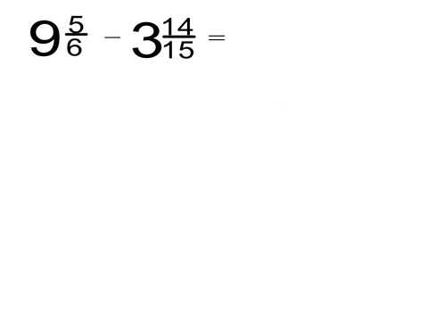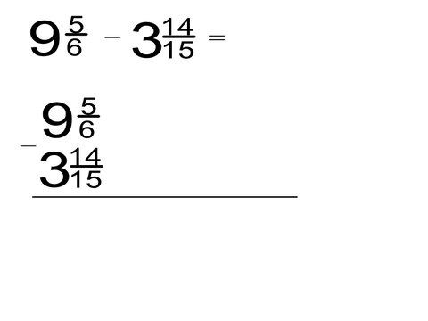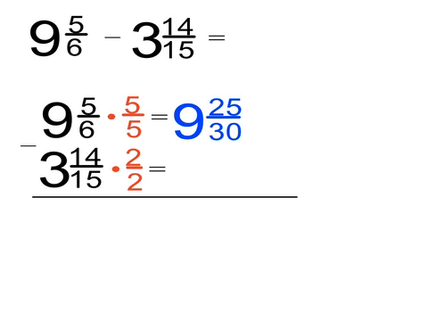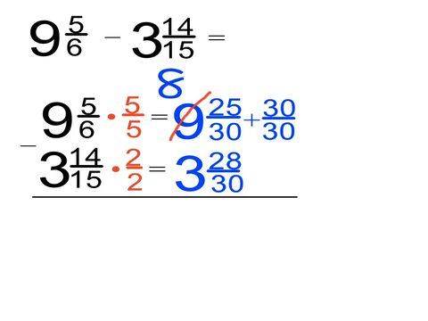Here's a subtraction problem with mixed numbers. We write it vertically as shown. We're going to change just the fraction part of our mixed numbers. So now we have 9 and 25/30ths and 3 and 28/30ths. But when we go to subtract 25/30ths take away 28/30ths, it can't be done. So we have to do what I call borrowing. Some people call it regrouping.